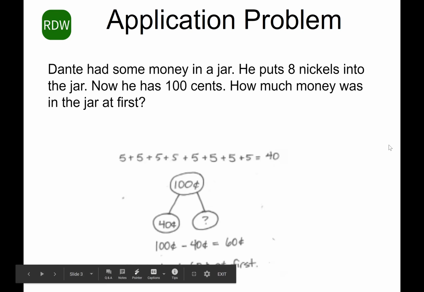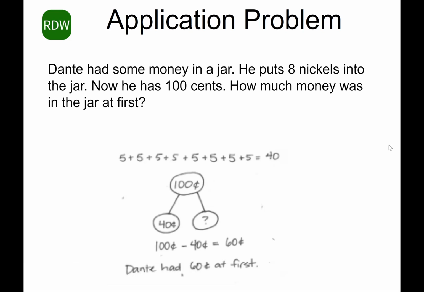Oh, so how much money did he have before he added in 8 nickels? We know that 8 nickels equals 40 cents. But once he added that 40 cents, he had 100. So the difference is 60 cents. So we know that Dante had 60 cents to start in the jar in the beginning. All right.